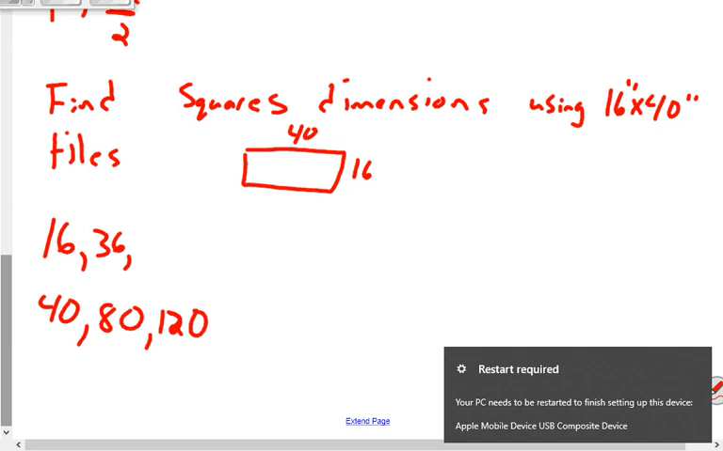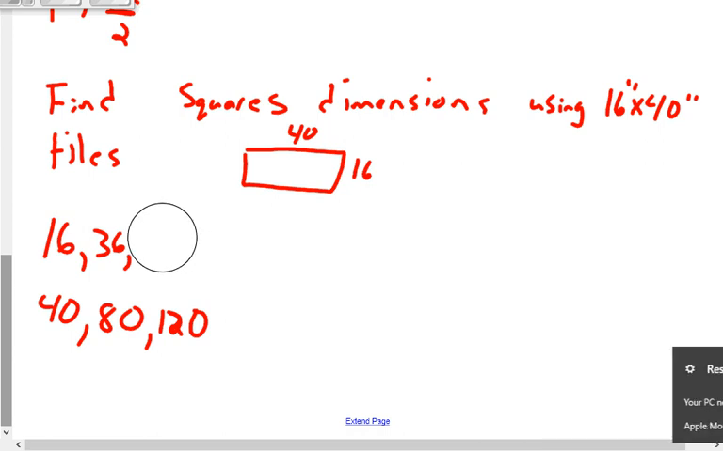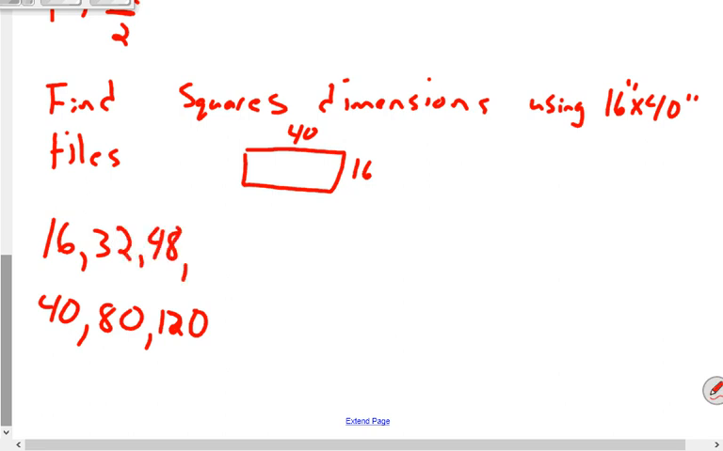Oh, what happened there? You need to restart. No, I don't. That's what mine did, and then I lost all my work. Shame on me. I'm not restarting. 48. 64. 64, thank you, and then 80. All right, look at that, 80.